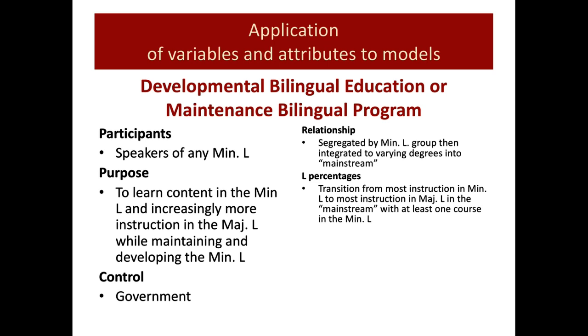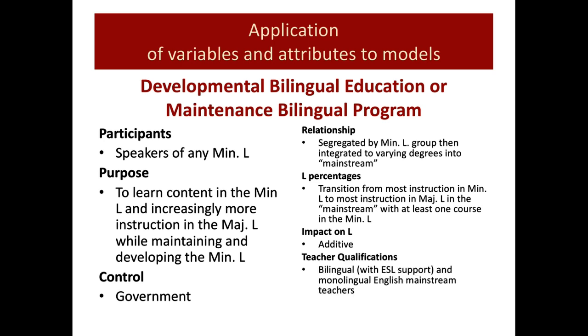So it could be a Spanish language arts course, or it could be, for example, social studies taught via Spanish language. The impact on language is that it's additive. So since students have the continuing support and development of the minoritized language, they're able to maintain it and they do not lose it. So students start with one language and they add another language and they don't lose language at all. Teacher qualifications, again, we have bilingual teachers with ESL support and then eventually monolingual English mainstream teachers.